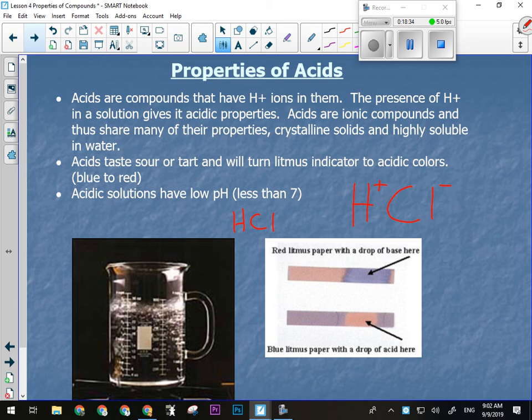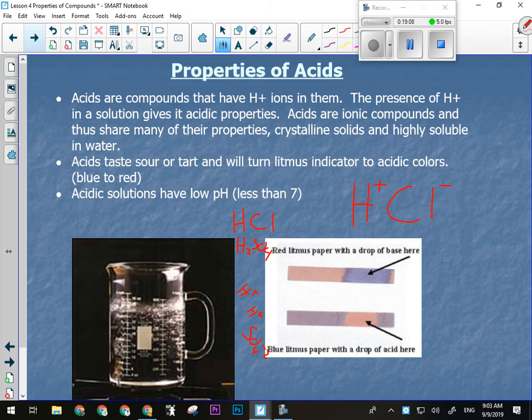So which would be a stronger acid, HCl or H2SO4? H2SO4. It's got more H+ ions to donate to the solution. When this goes into solution, I'm going to get H+ and SO4 2- in solution. It's going to donate twice as many H+ ions as an equal amount of hydrogen chloride.